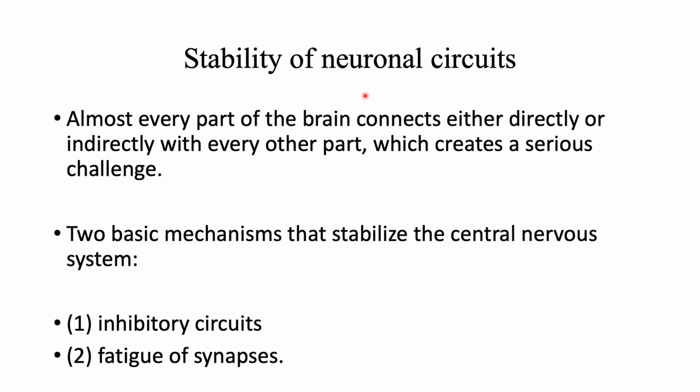Different areas of the nervous system are connected to each other in one way or another, so it's very important to maintain the stability of the neuronal circuits. You don't want continuous excitation from all neuronal circuits all the time. So there are two important mechanisms to maintain this stability of the neuronal circuits. The first is inhibitory circuits.